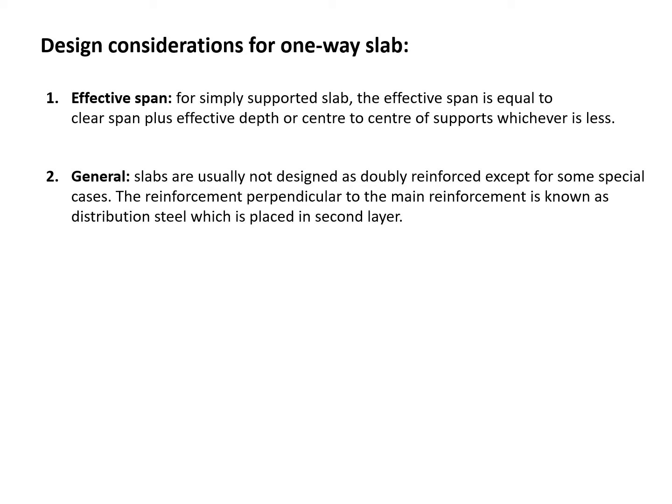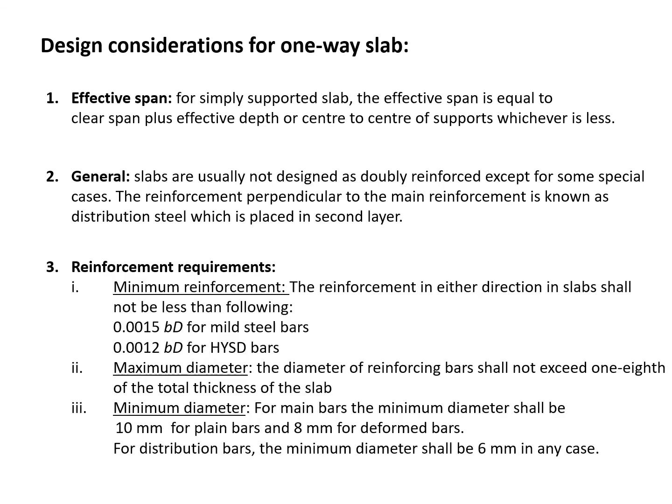The reinforcement perpendicular to the main reinforcement is known as distribution steel, which is placed in the second layer always. Main is on the bottom layer. And for minimum reinforcement, as you see, 0.15% for mild steel, 0.12% for high strength steel, where B is the width, we are going to take 1000 in this case.